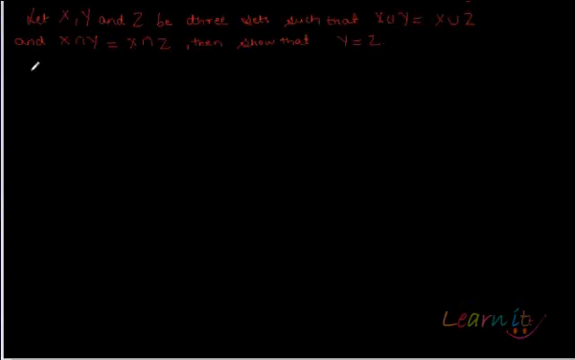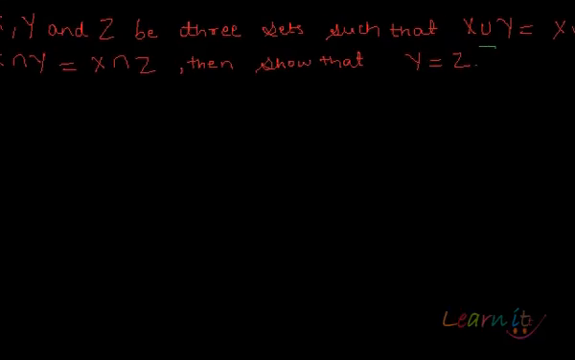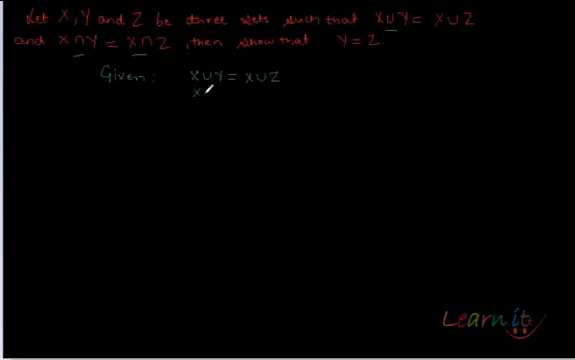Okay, the question with us is that there are 3 sets X, Y, and Z such that X union Y equals X union Z and X intersection Y is equal to X intersection Z. So what do we have? What is given to us is that X union Y equals X union Z and X intersection Y equals X intersection Z. What we need to prove is that Y equals Z.